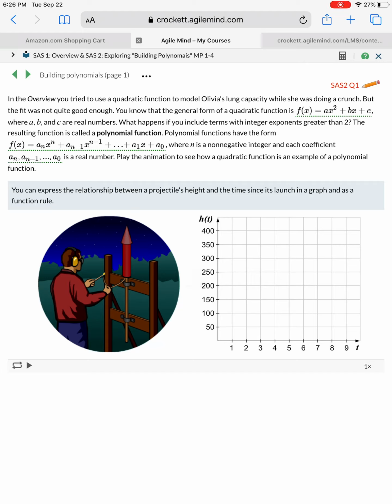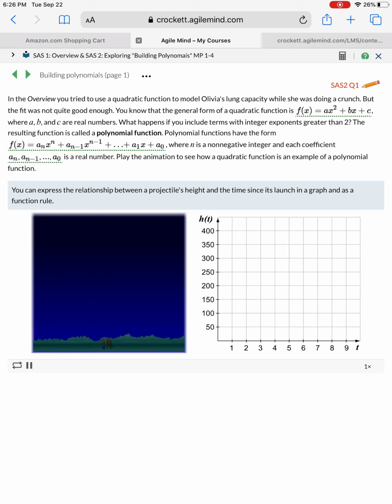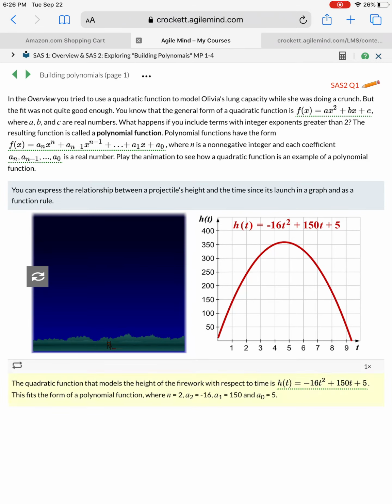All right, so we're talking about polynomials, okay? So a polynomial is just really an equation. So you can have a binomial, you can have a trinomial, you can have a 4th degree polynomial, you can have a 5th degree polynomial, you can have a 100th degree polynomial. So the example that it's showing right here is a quadratic function. Okay, it has a highest power of 2.